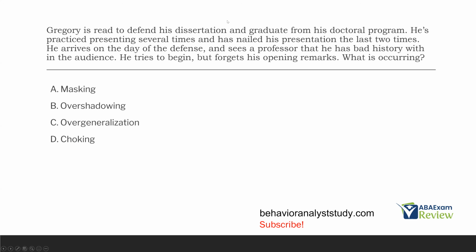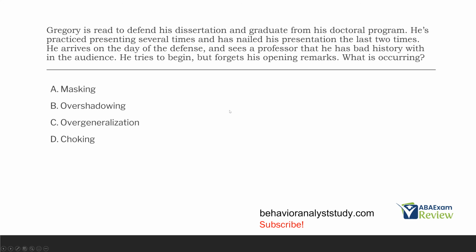It's a problem, right? In Gregory's case, he's ready to defend the dissertation. He's practiced several times. He's nailed it. He clearly has the skill. He knows how to do it. He's got control over this presentation. The presentation has stimulus control over his behavior. Everything is great, except when he gets to the defense, he sees a professor in the environment and he forgets his opening remarks. So what's occurred?